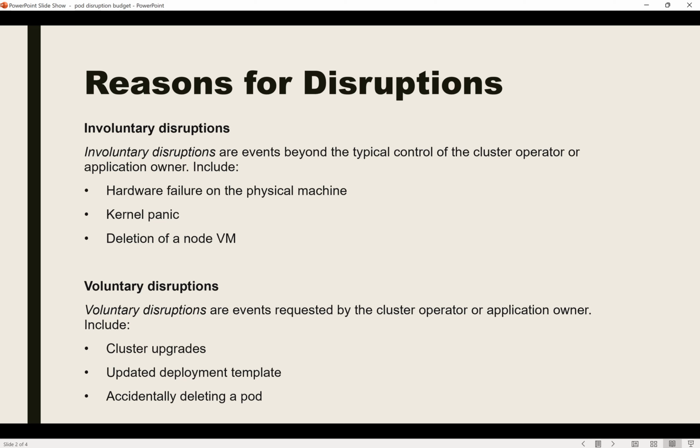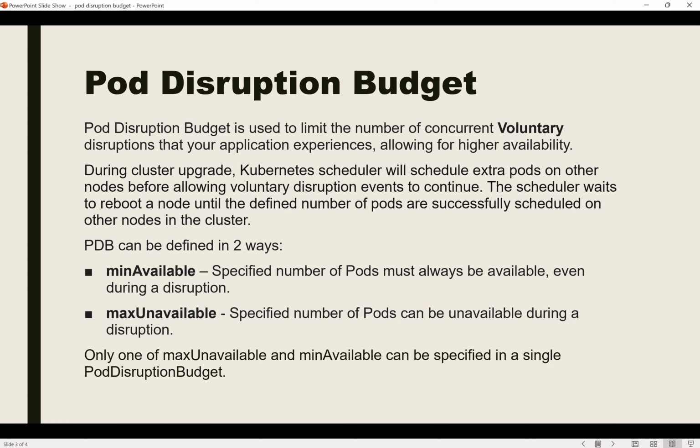These include cluster upgrades, changes you have made in the configuration of the deployment template itself, or you have accidentally deleted a pod. So these are the reasons for most of the disruptions. And now I'll talk about how to minimize the voluntary disruptions.